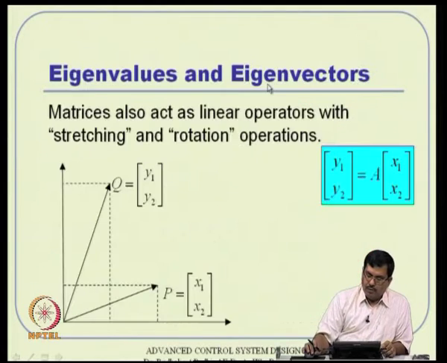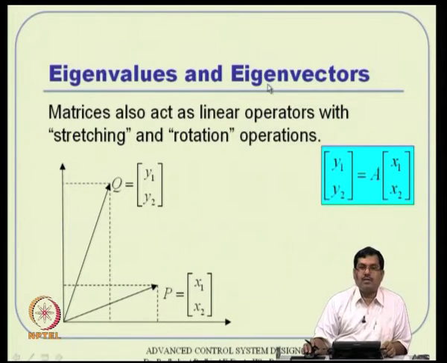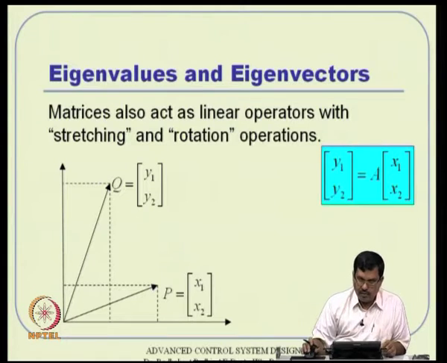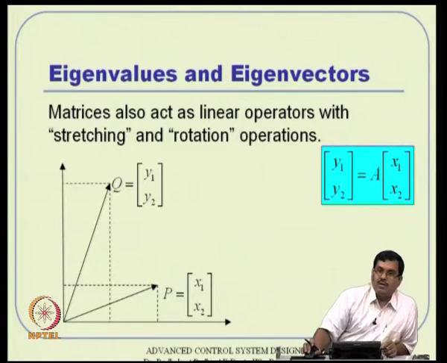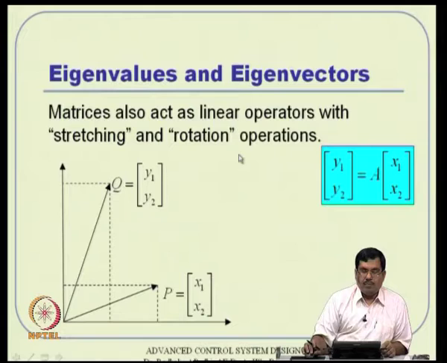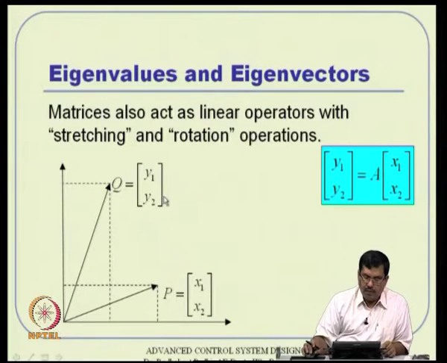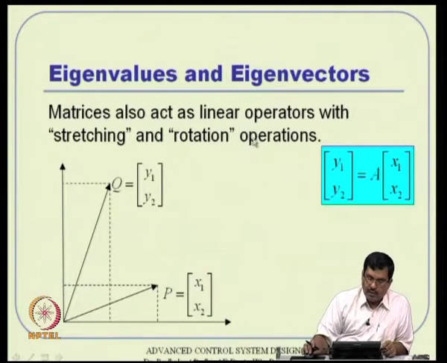Alright, we will proceed further, and the next concept that we require heavily in control theory is the concept of eigenvalues and eigenvectors. Before we look at this in more detail, we also realize that matrices are linear operators. Any matrix of numbers that you arrange also serves as a linear operator, and that is a property of stretching and rotation as well. What do we mean by that?